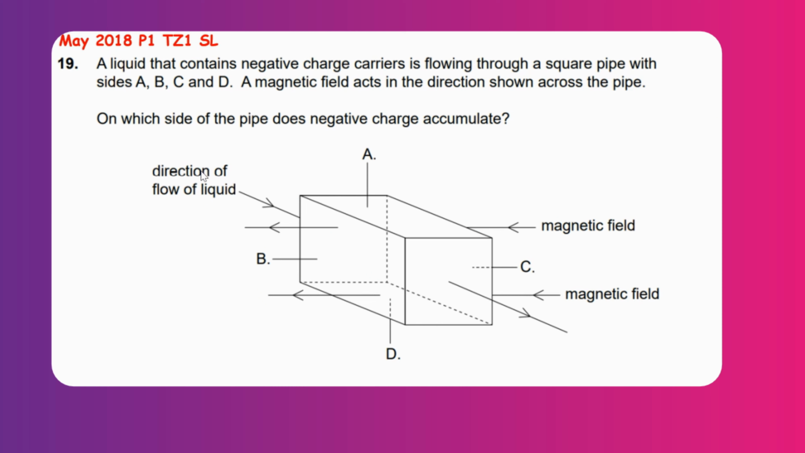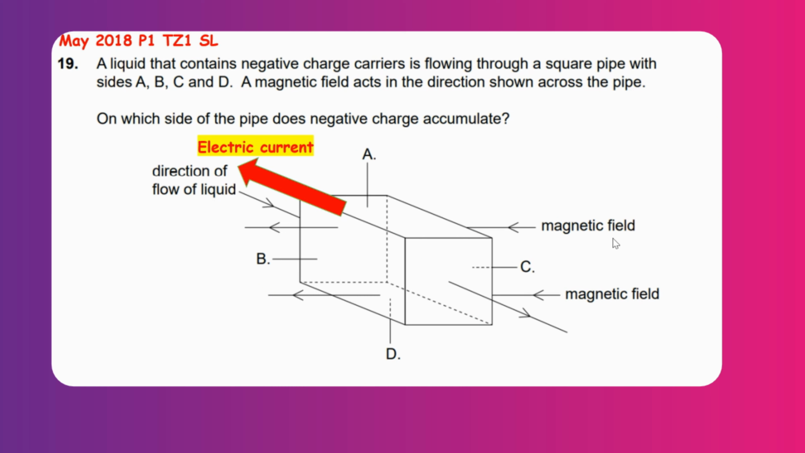Okay, as shown here, the liquid with negative charges is flowing from inside to outward. So the direction of the conventional electric current is going to be in the opposite direction. So this is the direction of the conventional electric current, the flow of positive charges, which is opposite to the direction of the negative charge carriers, or the flow of liquid.